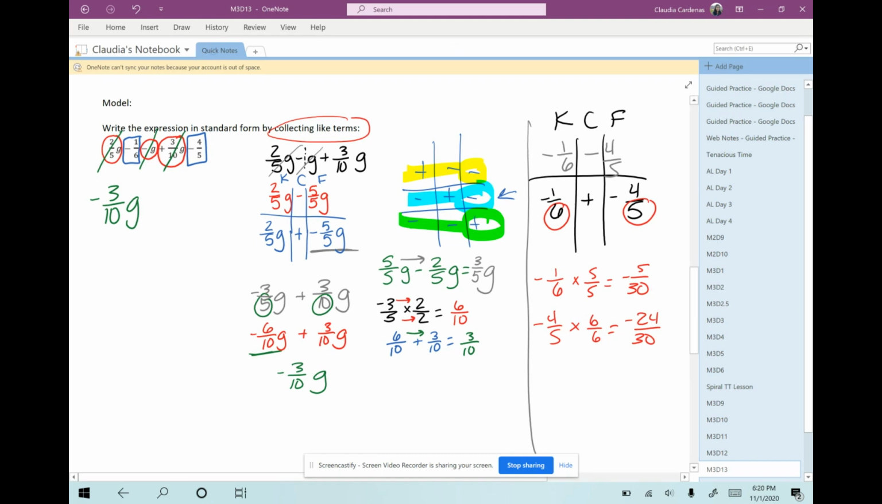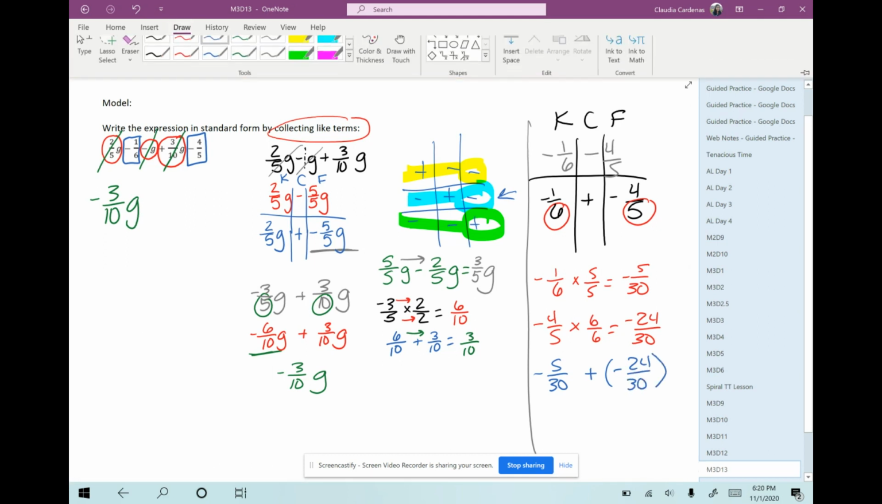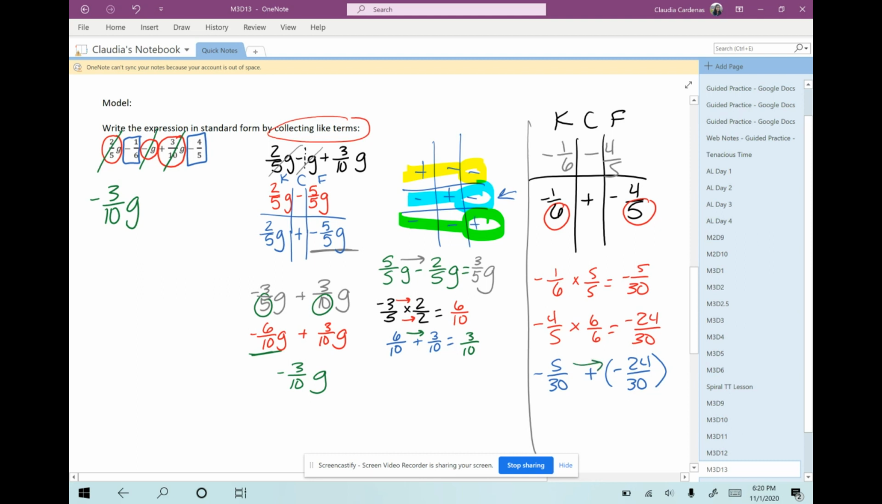So now we have common denominators, so let's just rewrite -5 over 30 plus a -24 over 30. And we said that we can add them and keep the sign. We add our numerators. That would be a -29. And the denominators stay the same. So we would put our -29 over 30. We could write that as a minus 29 over 30. Can we combine anything else? No. Then this is as simplified as possible.